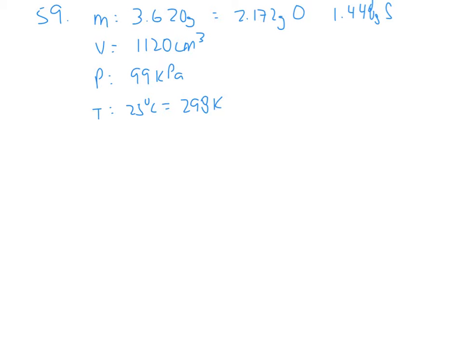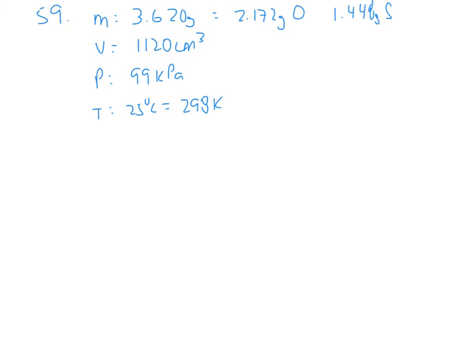So 59, they give you kind of an odd collection of information. Again, it's kind of like, what am I supposed to do with this? So let's take a look at what they gave you. First of all, they tell you you have an unknown sample with a mass of 3.620 grams, occupying a volume of 1,120 centimeters cubed at a pressure of 99 kilopascals and a temperature of 25 degrees, or 298 Kelvin. And we also know that 2.172 grams is oxygen and 1.448 grams is sulfur. And they want to know the empirical and molecular formulas.